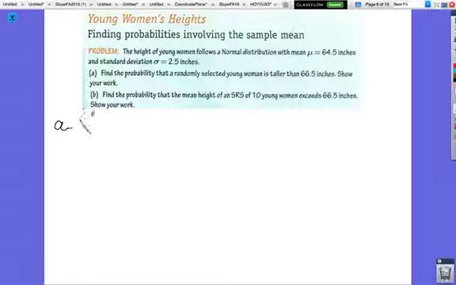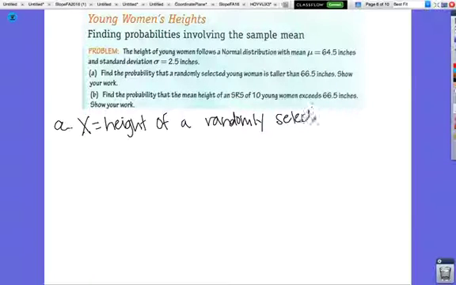So for A, we're going to have to begin by using a random variable. We're going to let our random variable be x, and we're using a random variable because we are randomly selecting a young woman. So we're going to let x be the height of a randomly selected young woman.